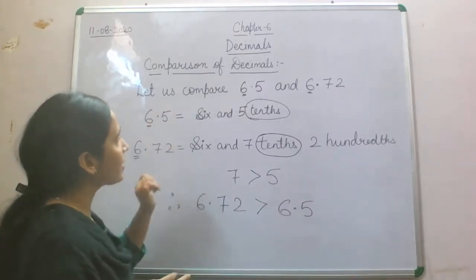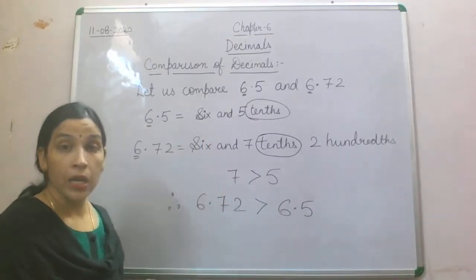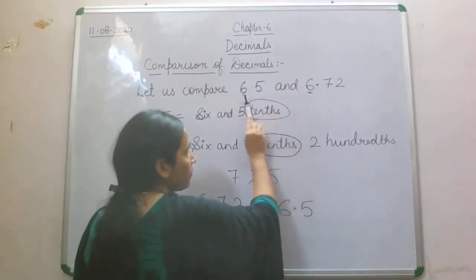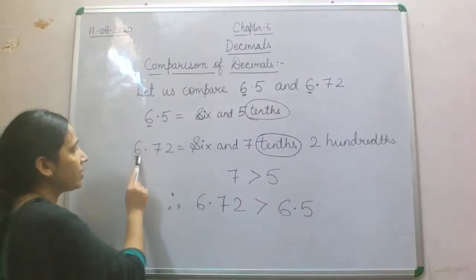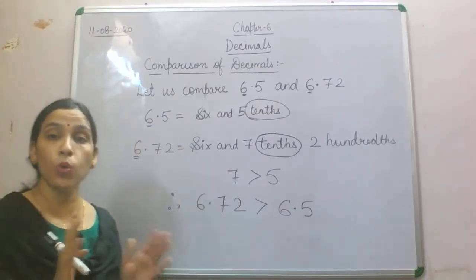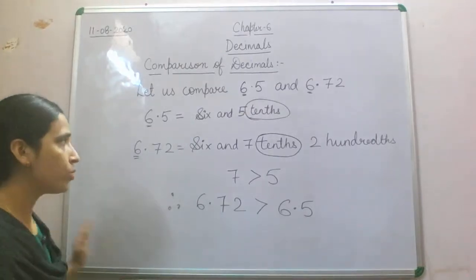Now let us compare 6.5 and 6.72. These numbers have been given. Now you can see in this question 6 is common in both, the whole number is common in both. So we are not going to compare it. If we have a common whole number, then we will move toward the decimal place. Now we'll move to the decimal place.